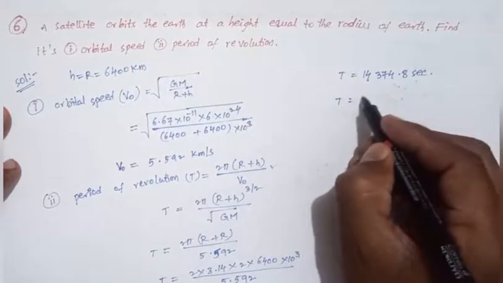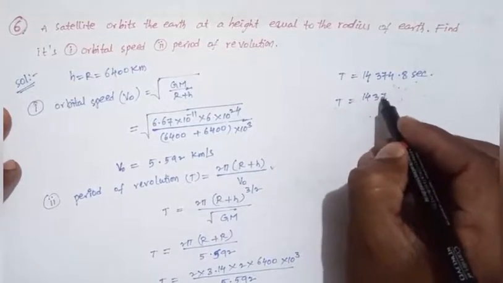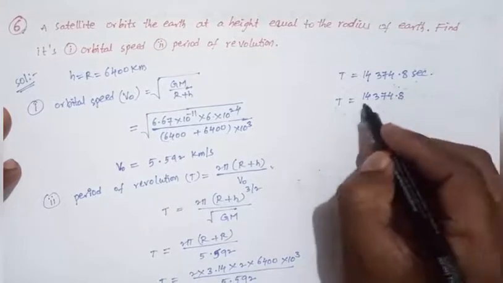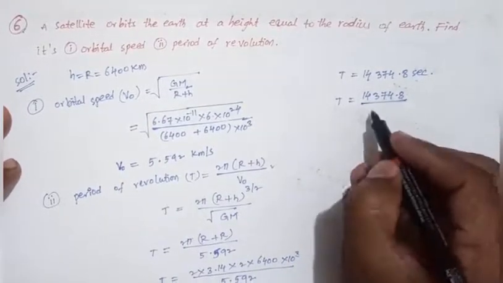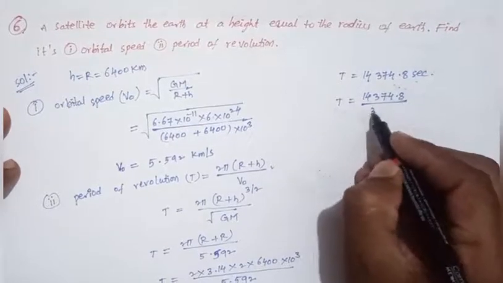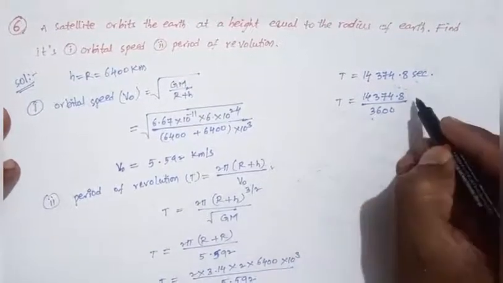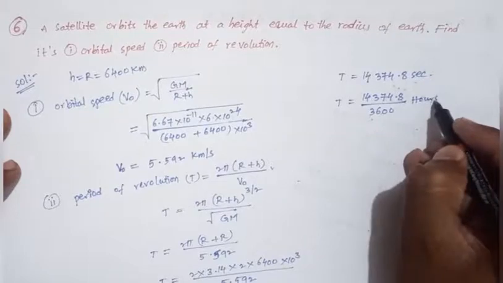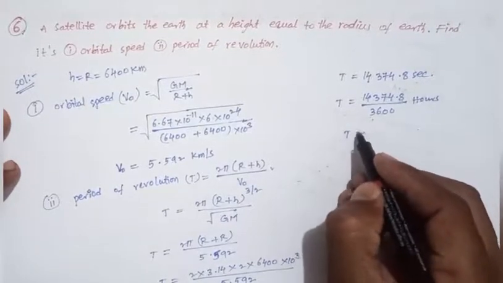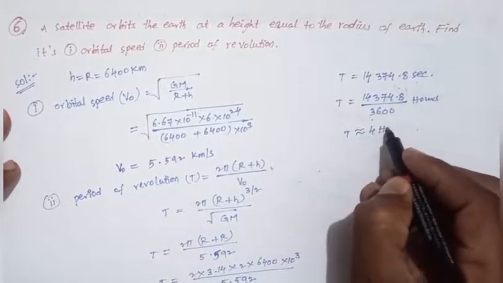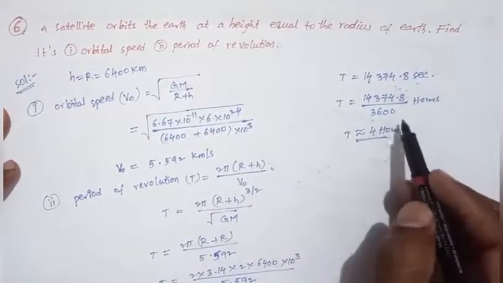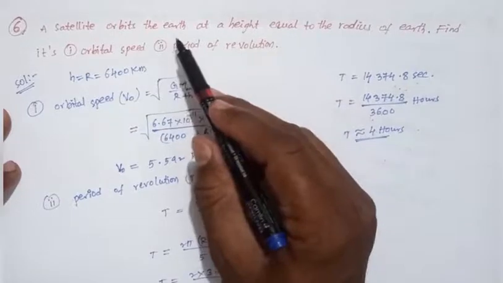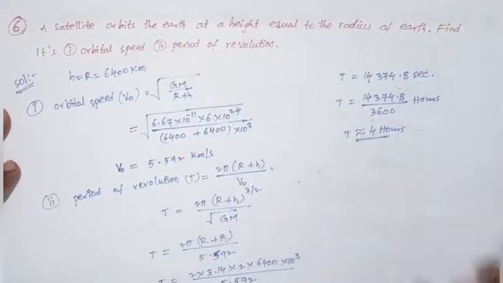So T equals 14,374.8 divided by, 1 hour equals how many seconds? 60 into 60, 3600. So this is in hours. It is approximately equal to 4 hours. Okay, the time period of this satellite is 4 hours.